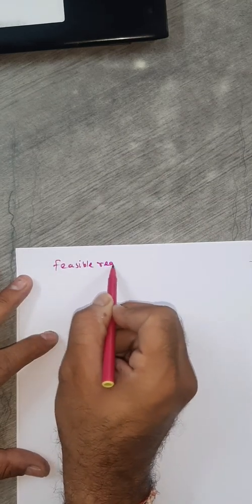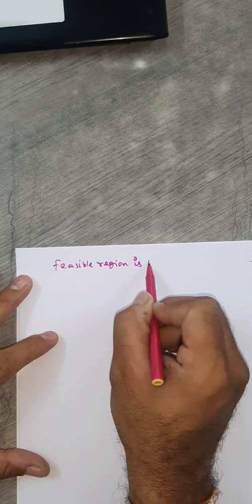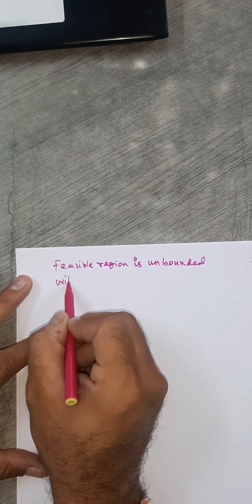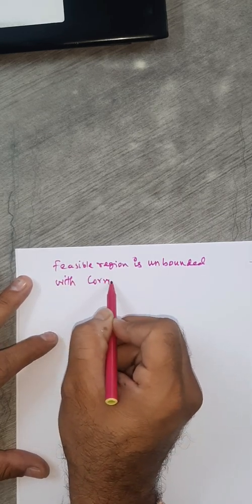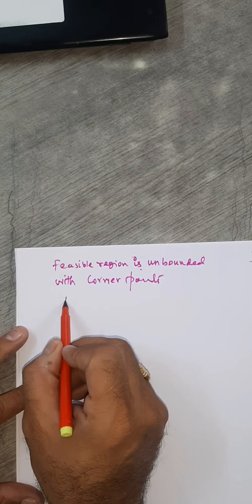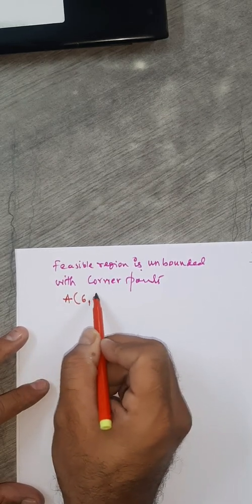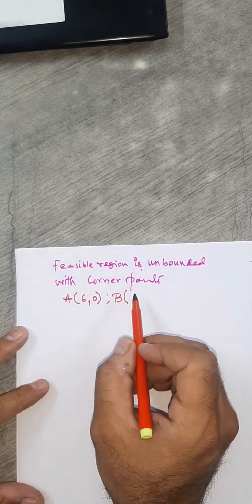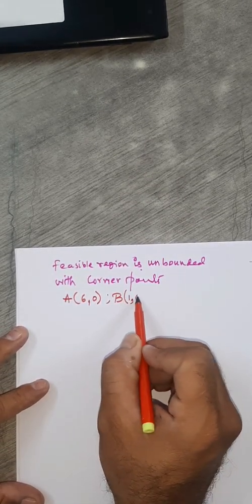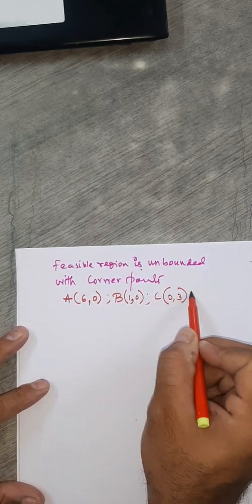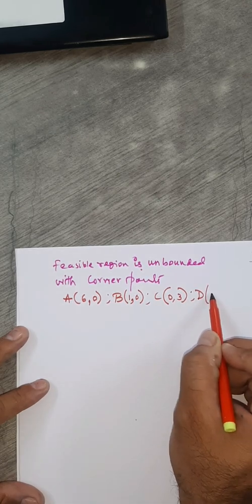So the feasible region is unbounded, with corner points. Corner points here you can write very easily. I'll start with A, which is (6, 0). You can just see it in the graph. The other one, B, you can write again very easily, which is (1, 0). The next one is C, (0, 3), and D, that is (0, 5).